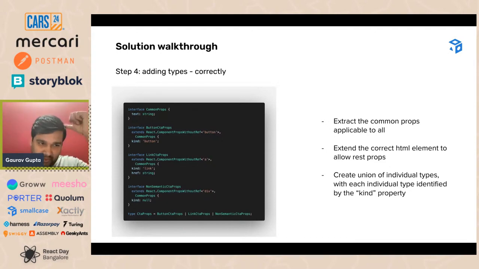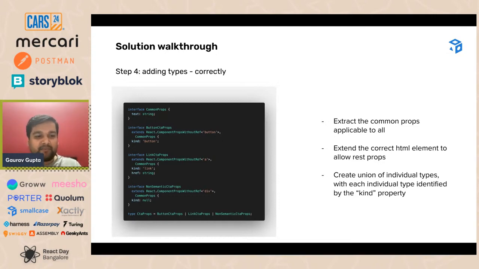This information is important. The kind has to be part of each of these definitions, because that is what helps TypeScript with narrowing down what you are trying to pass. And then you can see that the href prop is only defined for link CTA props and not for anything else. You may also notice something called React.ComponentPropsWithoutRef, which we are using to make sure that this component allows any props which can be used by an HTML button, in accordance with the rest pattern that we saw earlier. But that is not really important for understanding what we are trying to achieve here.